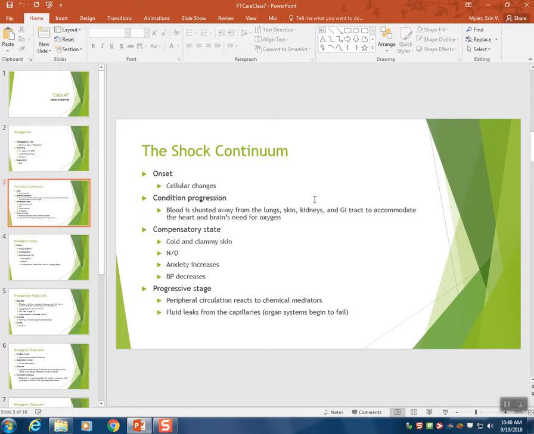For your progressive stage, the peripheral circulation reacts to chemical mediators, and fluid leaks from the capillaries. The organ systems will begin to fail and shut down because all the blood is being rushed away from the organs to help the lungs and the heart and the brain.